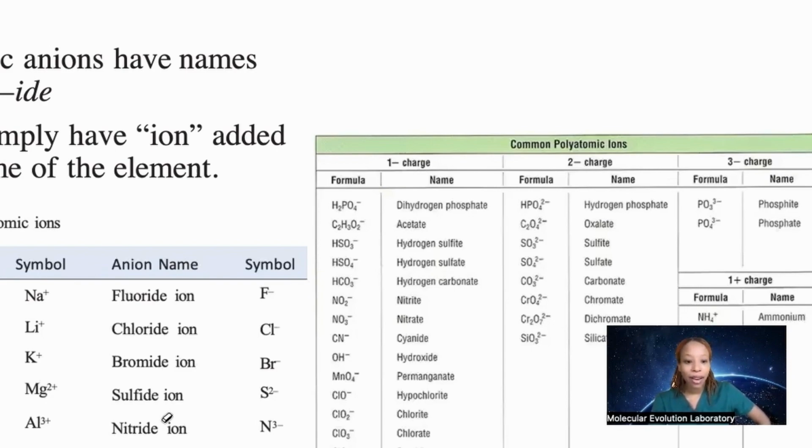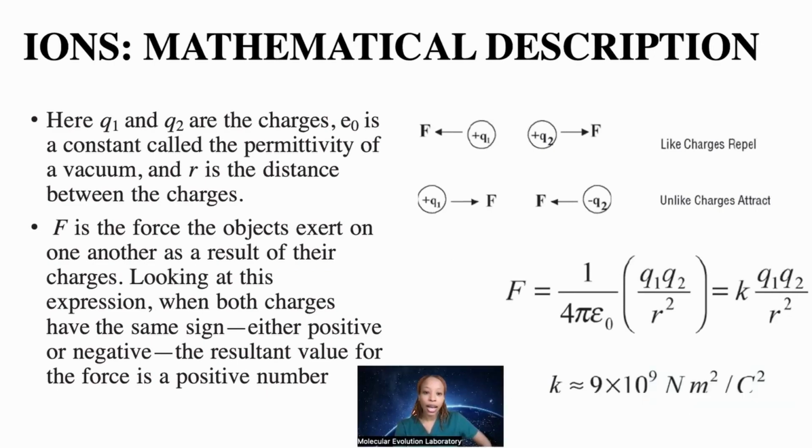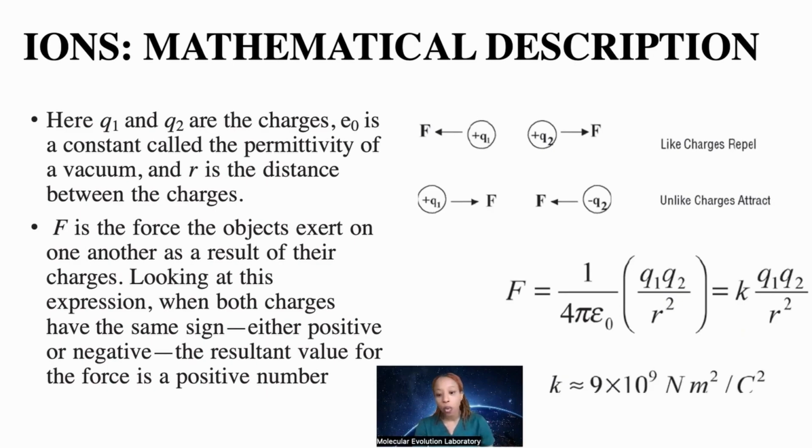are sodium ion, lithium ion, potassium ion, magnesium ion. The mathematical description of an ion basically looks at the charges. The general principle is like charges repel, unlike charges attract. Q1 and Q2 are charges. Epsilon naught is a constant called the permittivity of a vacuum. R is the distance between the charges.